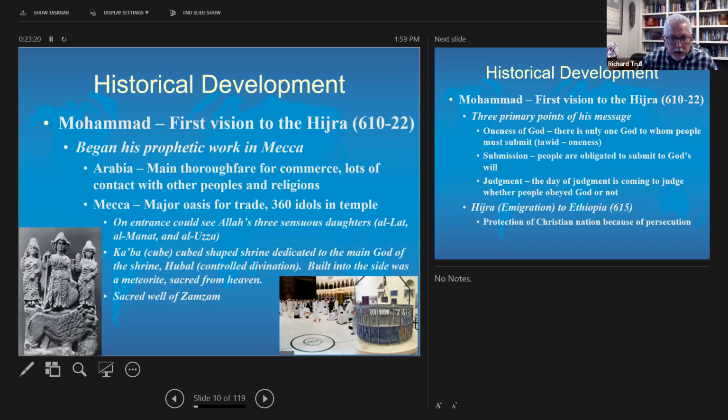Also within that area, and so within that mosque system now, is the well of Zamzam, which will be very important when we look at pilgrimage. But here on the right, there is the well of Zamzam. You can see the mosque in the background here, the insides. But over here, you can see the three sensuous daughters, the goddesses.